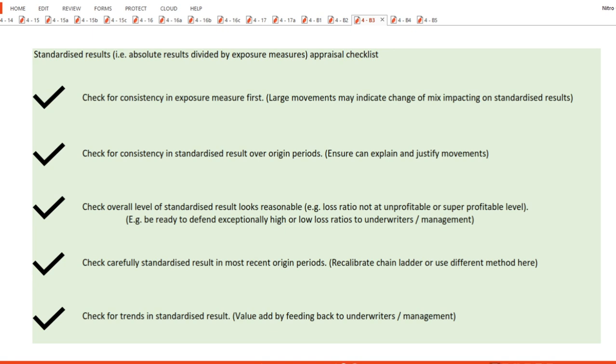Lastly, we should pay attention to any trends in the standardised results. Is frequency shooting up, or claims inflation running wild, or loss ratios heading south? All these insights will be valuable to feed back to underwriters and management so that remedial action can be taken quickly.